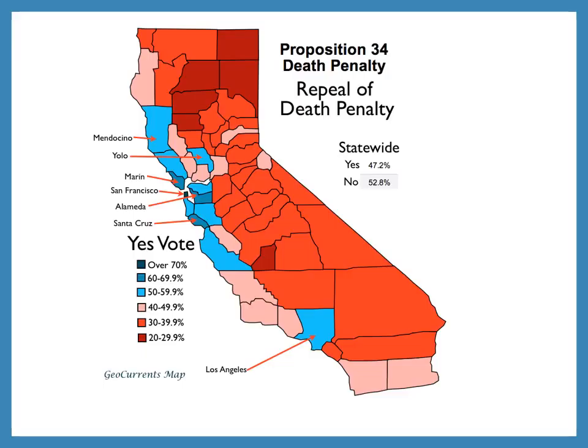Proposition 34 was tried in the years 2011 through 2012. It was to imprison criminals for life and compensate victims' families instead of giving them the death penalty. And it was defeated with 52% opposition.